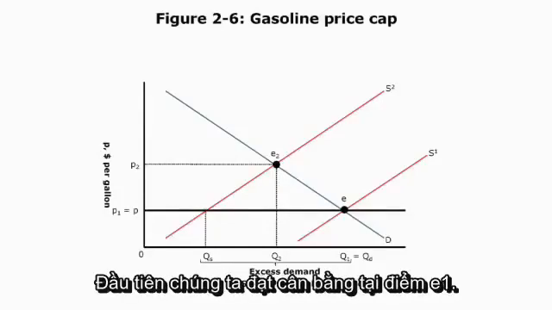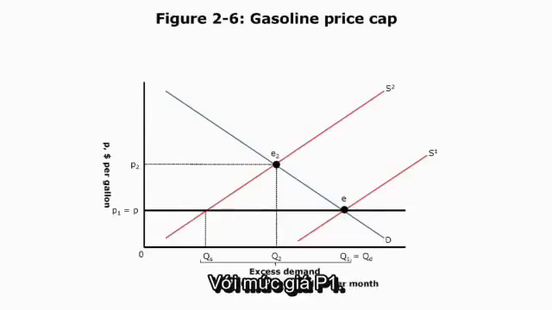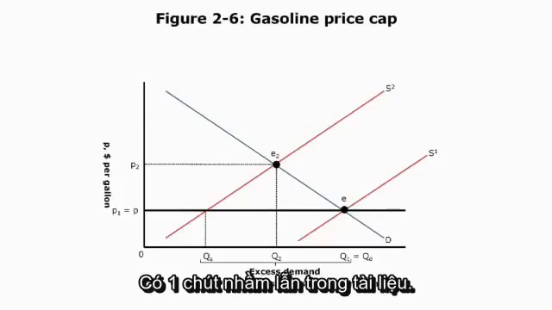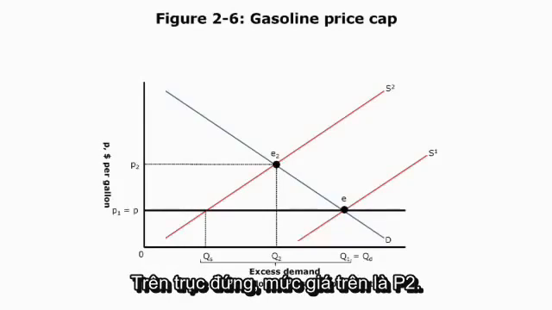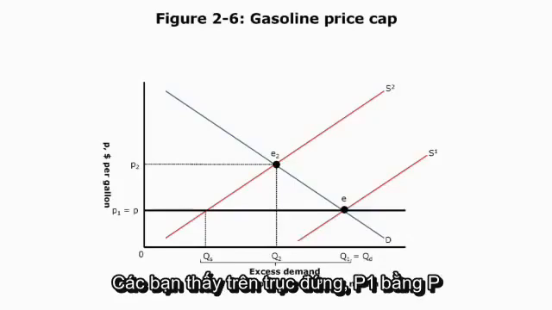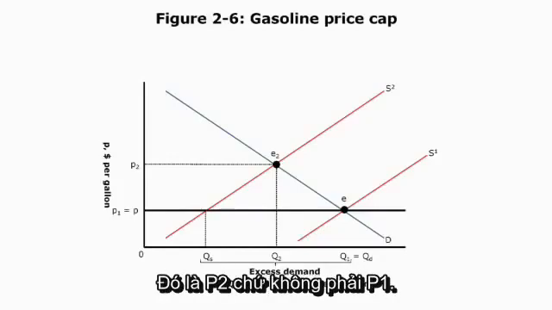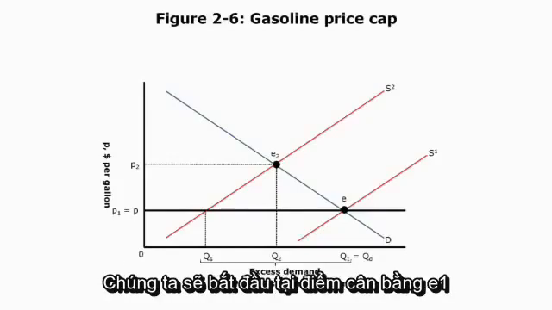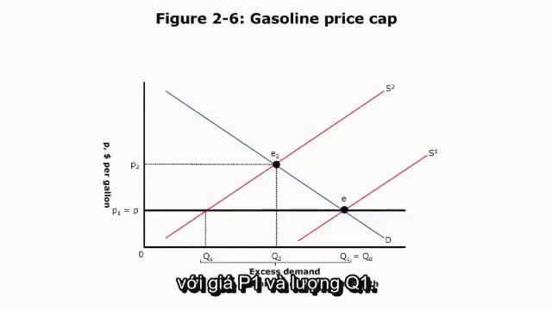We're initially in equilibrium at E1 with a price of P1. There's a bit of mislabeling here. On the vertical axis, that upper price should be P2. So on the vertical axis, you see there's P1 equals P. Then above it, it says P1 again. That should say P2. So we're initially in equilibrium at point E1 with a price of P1 and a quantity of Q1.